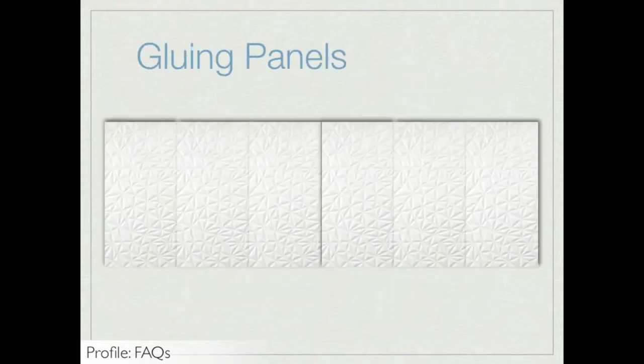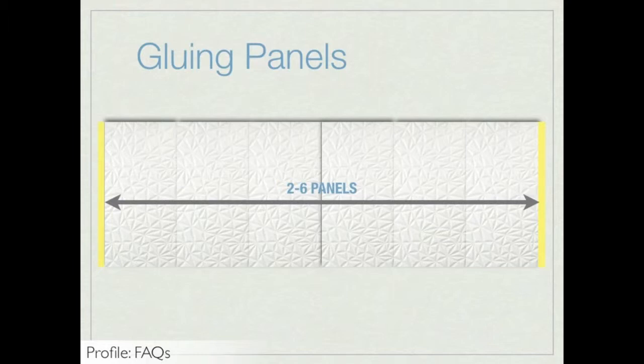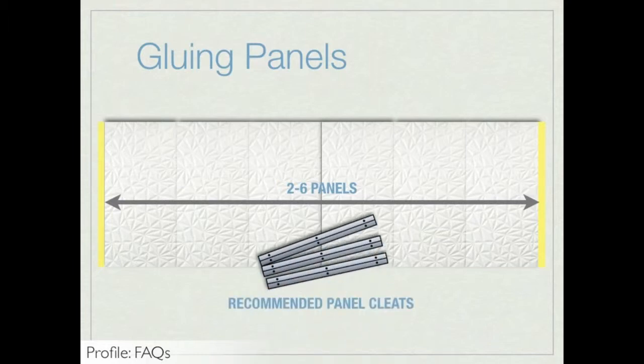When gluing multiple panels together, it is necessary to leave space at both ends to allow expansion and contraction of the entire panel system. Glued joints should only be used on smaller installations of 2 to 6 panels or when using recommended panel cleats. Panel cleats will allow the entire feature to expand and contract.